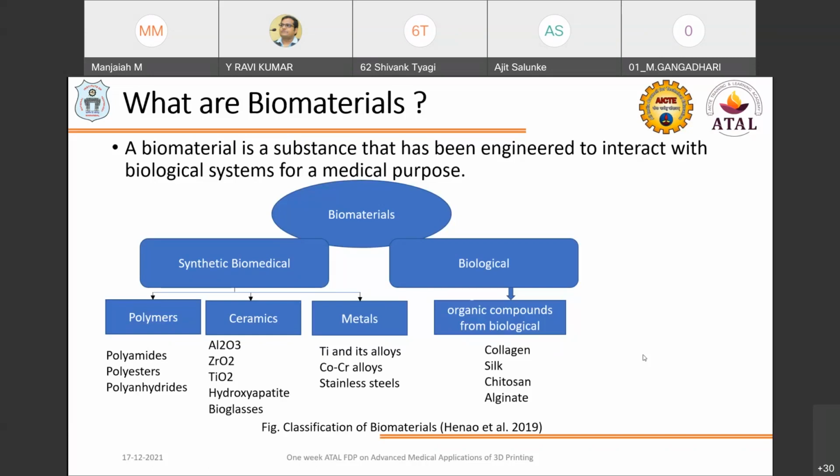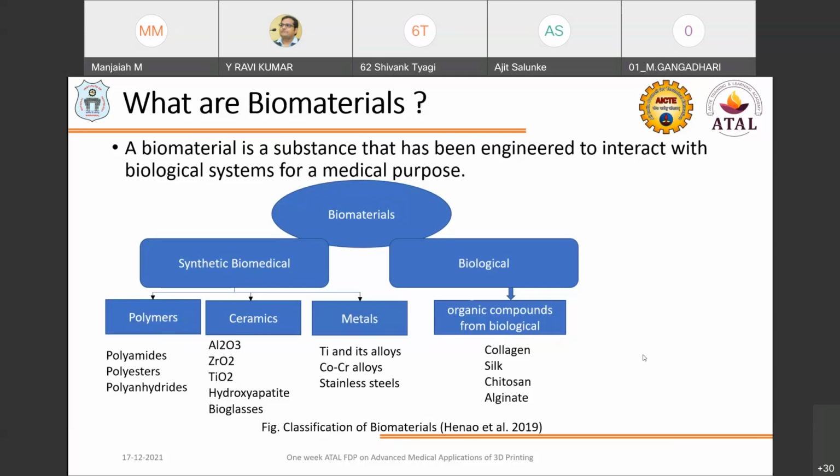And the other biological materials are organic compounds from biological sources, like collagen, silk, or stone. When we are talking about 4D printing or bioprinting, some researchers at MIT or Oxford universities are developing man-made artificial organs. In these aspects, functional artificial organs like liver and kidney are manufactured with the help of collagen or gelatin, these kinds of organic biomaterials.